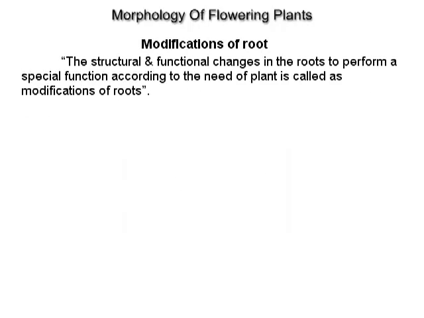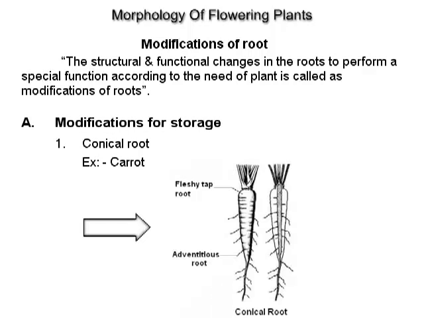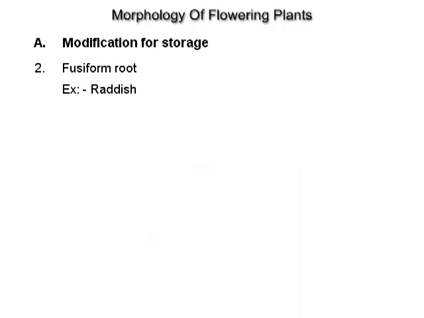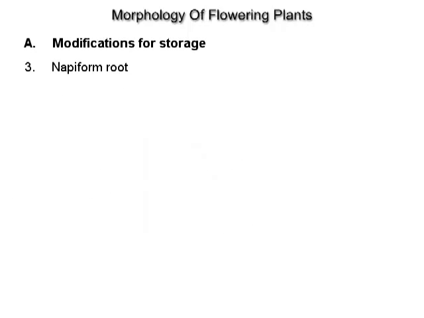Modifications of root. The structural and functional changes in the roots to perform a special function according to the need of the plant are called modifications of roots. Modification for storage. Conical root. Example, carrot. Fusiform root. Example, radish. Napiform root. Example, beetroot.